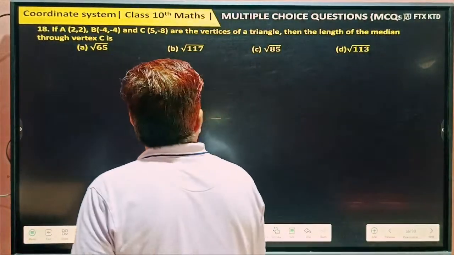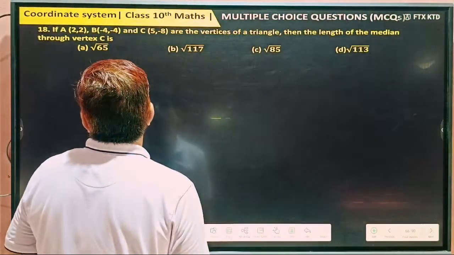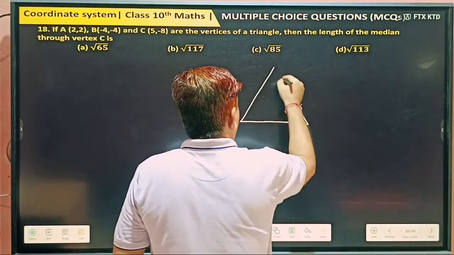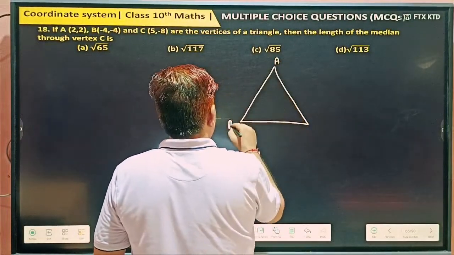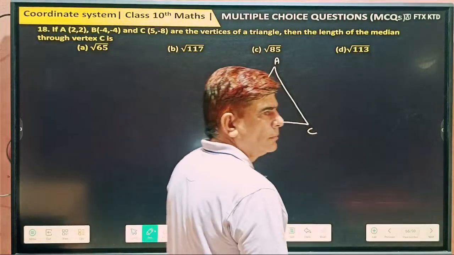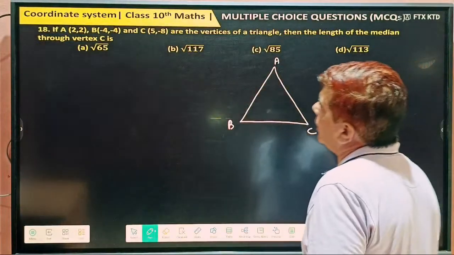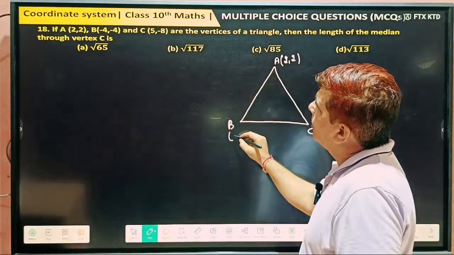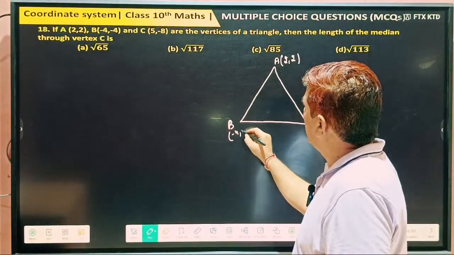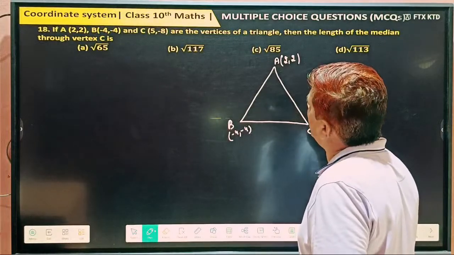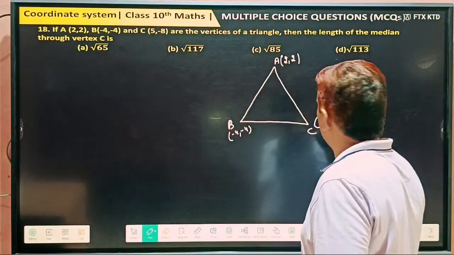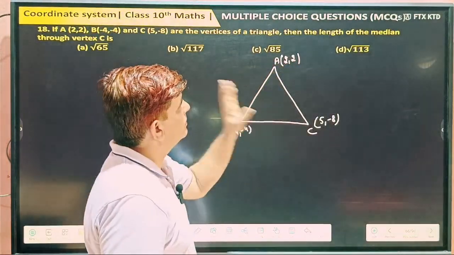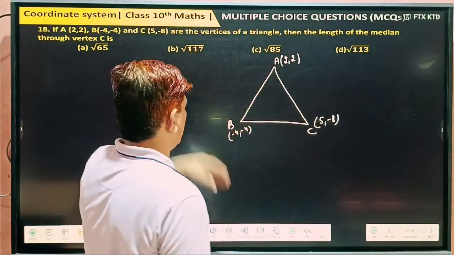Question 18. A, B, C are the vertices of a triangle. Then find the length of the median through the vertex C. This is important. The coordinates of A are (2, 2), the coordinates of B are (-4, -4), and the coordinates of C are (5, -8).